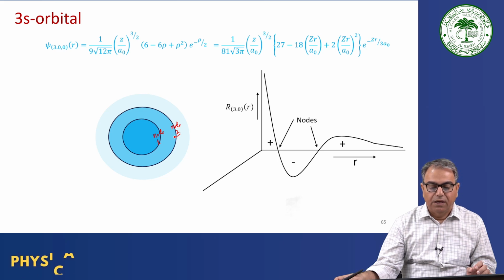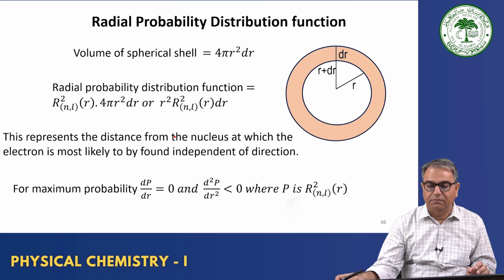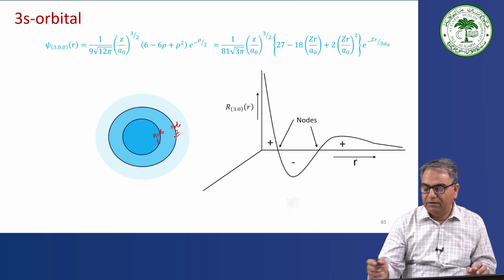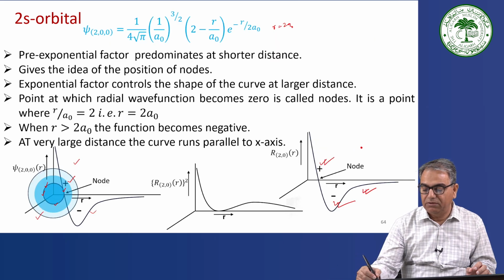Okay, if you go for a probability distribution function, then if you look at the radial part, we don't consider only one direction. We have to talk about the probability in a spherical shell, because if you say the radial probability, this is the radial probability and this is the radial probability for the 2s orbital.